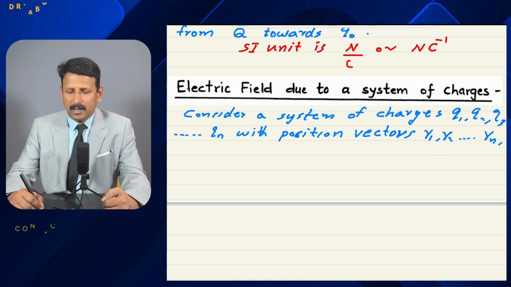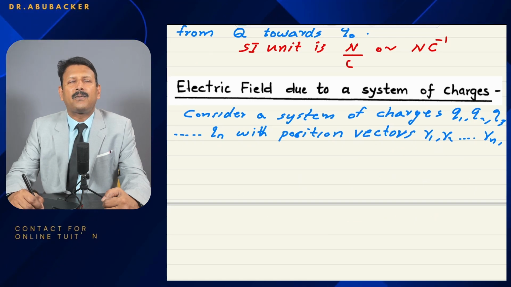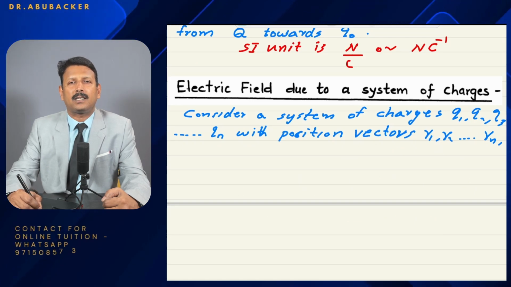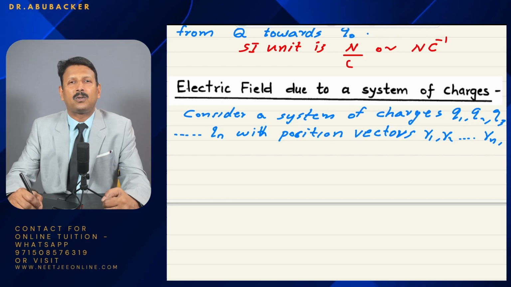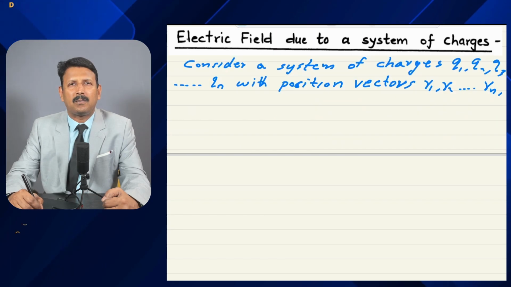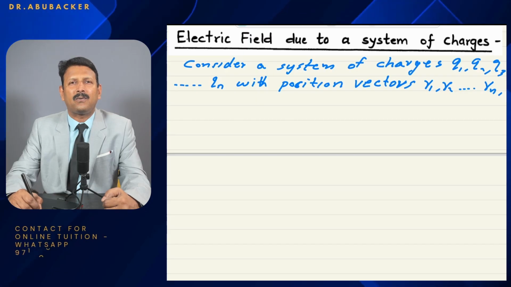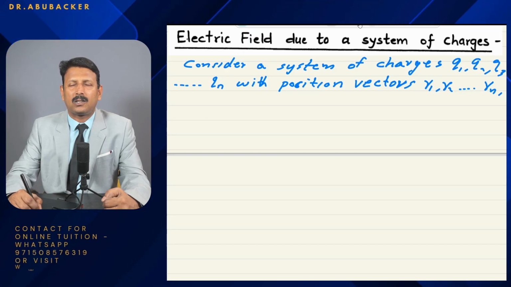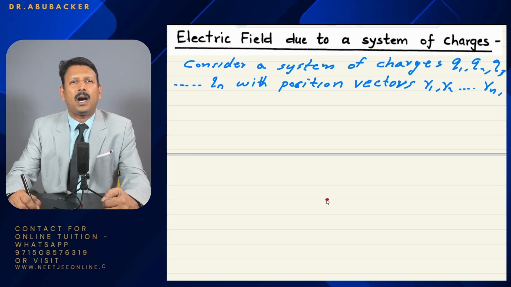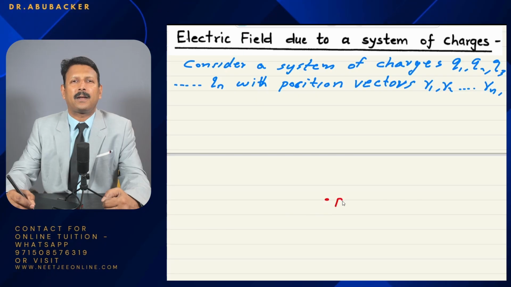Next thing is electric field due to a system of charges. A similar topic we did before for Coulomb's law: force due to multiple charges. It's almost a similar concept here. Consider a system of charges Q1, Q2, Q3 up to Qn with the position vectors R1, R2, R3 up to Rn.